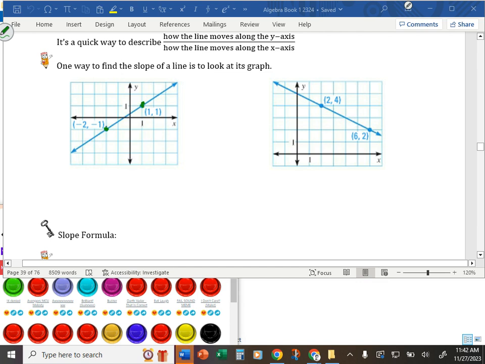And then from the point on the left to the point on the right, vertical change, horizontal change, what's the slope? 2 over 3, right? Up 2 over 3. And so the slope of this line would be 2/3. Okay? The next one, same kind of thing.